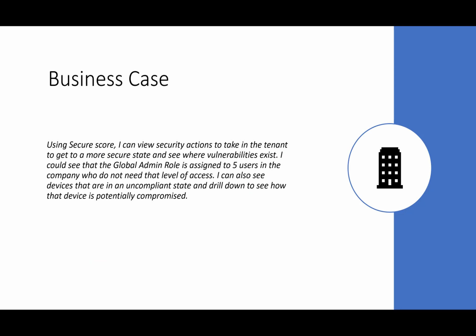So this is a business case where we're saying, hey, we're using Secure Score. I can view the security actions to take in the tenant to get to a more secure state and see where vulnerabilities exist. I could see that global admin roles are assigned to 5 users in the company that need that level of access. So that's one thing that you could immediately do, or getting suggestions about turning on MFA for certain users or all users, for instance, can greatly improve your security posture. I can also see devices that are in a noncompliant state and drill down to see why that device is potentially compromised. This can all be done from the admin portal, and you can immediately see when a device falls out of compliance and create some policies around that to prevent access to corporate data.